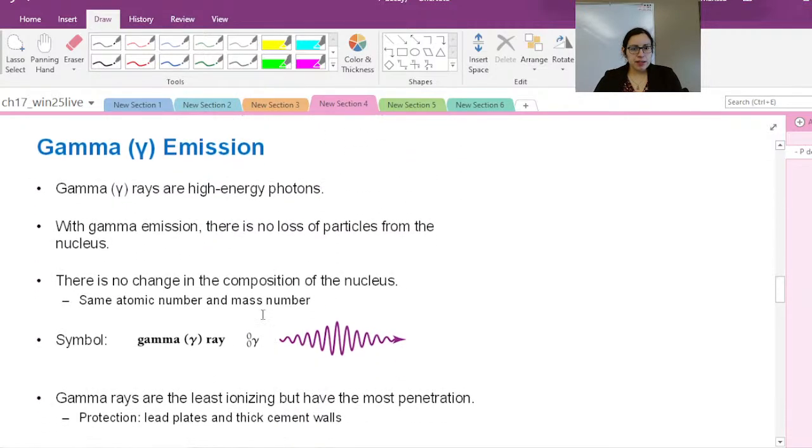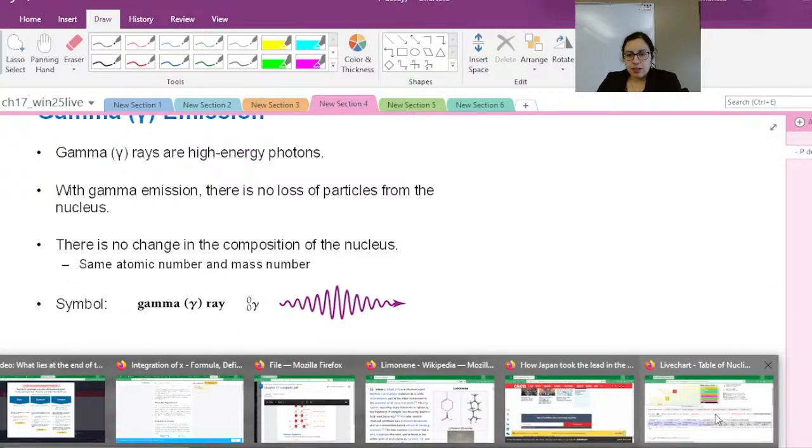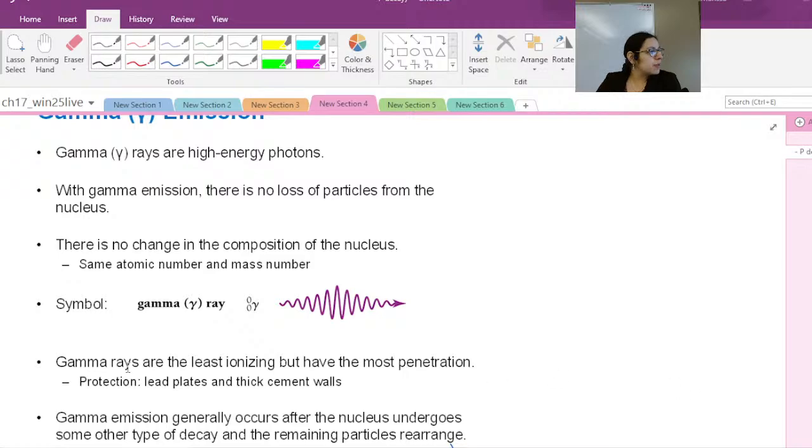So then going back to gamma. You might have to be told that it's a gamma, is usually how these are. There's no loss of particles from the nucleus. It just goes from a higher energy state to a lower energy state, such as that technetium example.